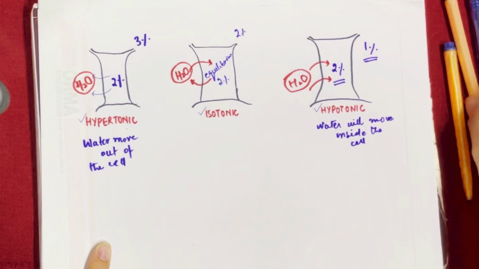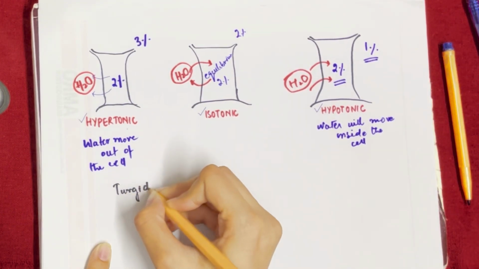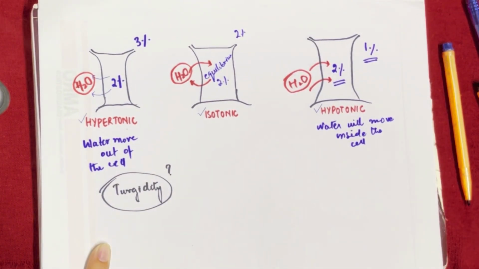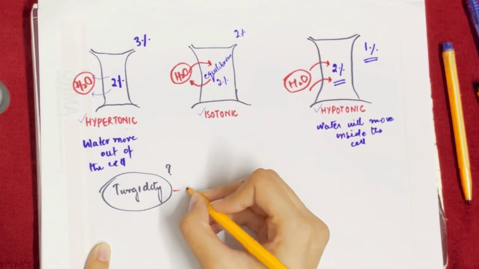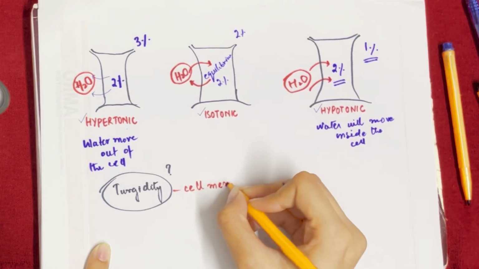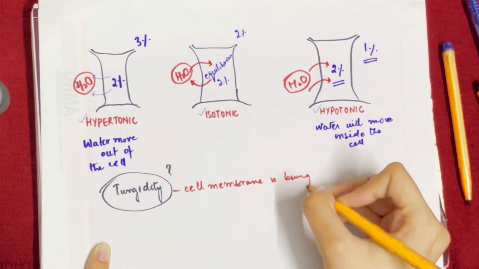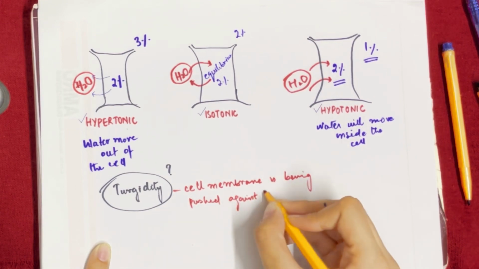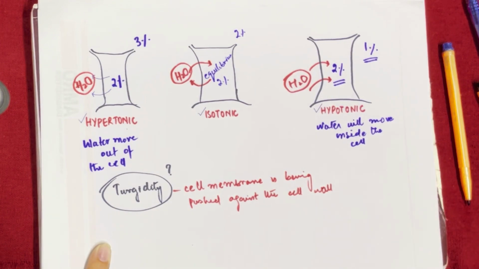Let's discuss a term, turgidity, which is mentioned in your syllabus. What is meant by the term turgidity? Turgidity means the condition in which the turgid pressure pushes the cell membrane against the cell wall. This is the condition in which we say there is turgidity in a cell.